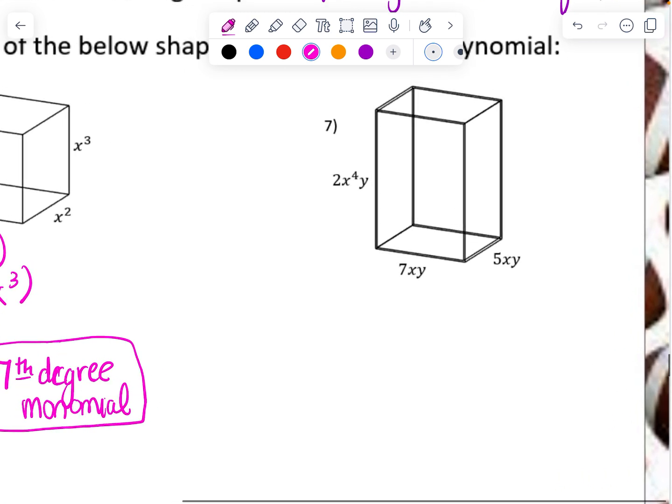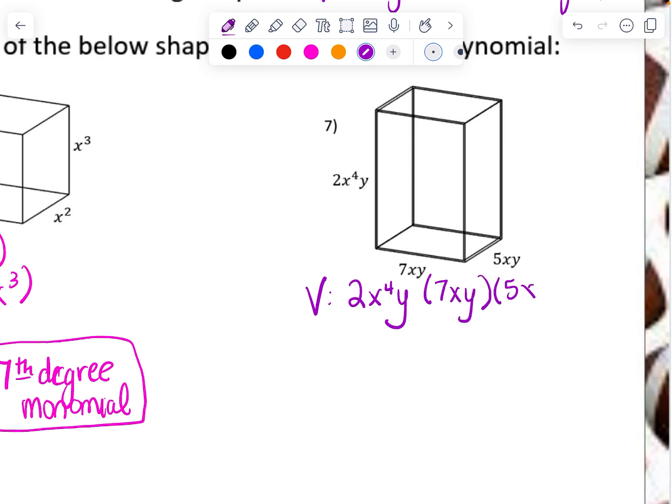All right, if I'm finding the volume of this rectangular prism, the volume is equal to 2x to the fourth times y times 7xy times 5xy. So again, I'm going to take these first two, multiply them, and then multiply that answer by the last term. So my volume is 2 times 7 is 14. X to the fourth times x is x to the fifth. Y to the first times y to the first is y squared. And I still need to multiply that by 5xy.